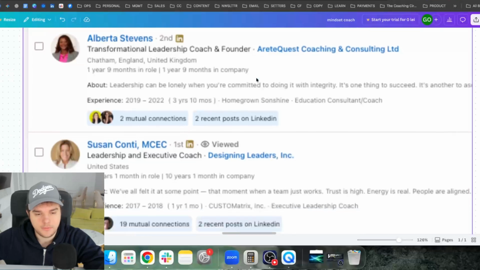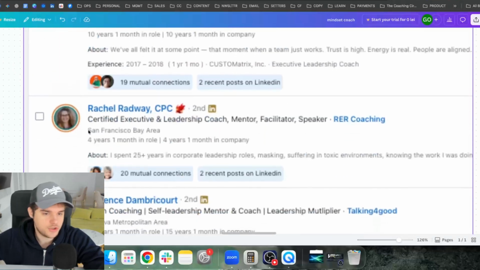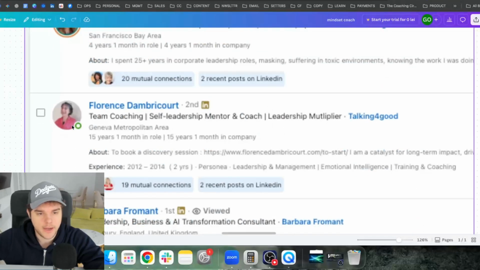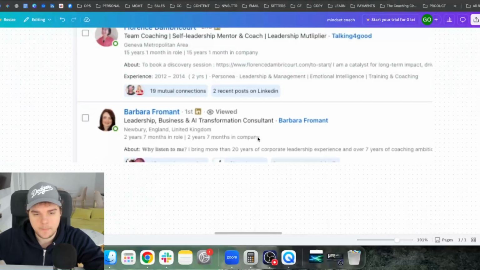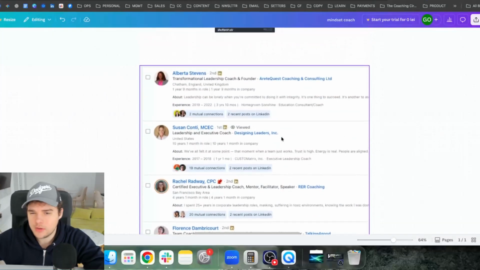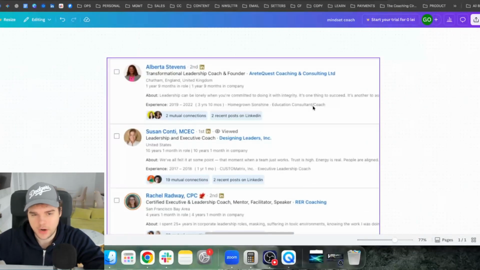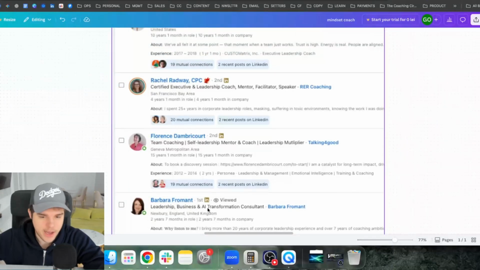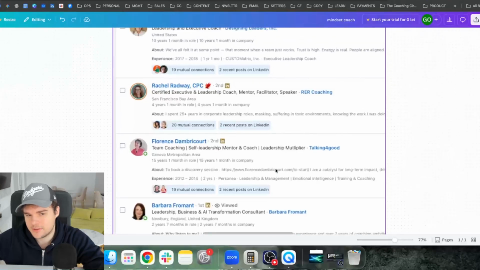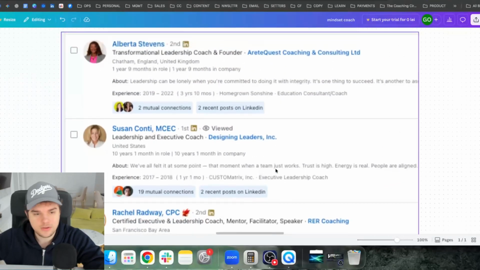Transformational leadership coach and founder, leadership and executive coach, certified executive leadership coach, mentor, team coaching, self-leadership mentoring coach, leadership business AI transformation consultant. When you look at this, they all kind of look the same, right? I'm not talking about their profile pictures or their name, but in terms of the service that they're offering, it pretty much all looks the same. A leadership coach, leadership consulting, blah, blah, blah. Maybe some people are going to have AI. This is what I meant by level 2. Yeah, AI, self-leadership, sounds a bit different, but more or less, it looks like the same service.